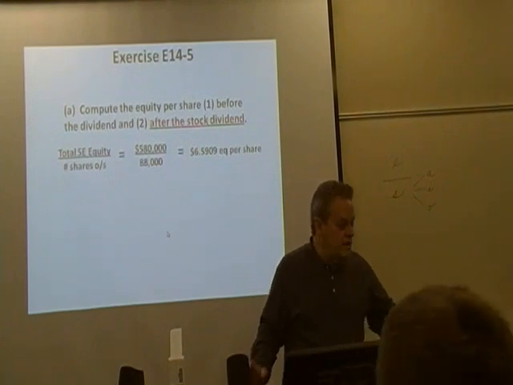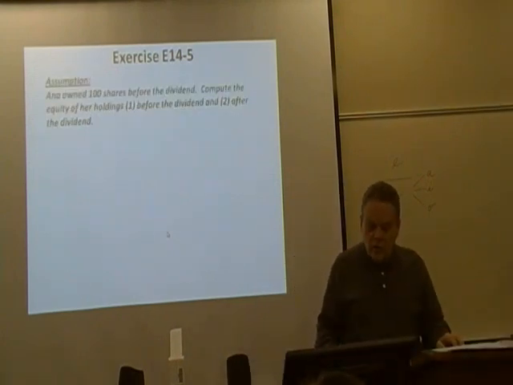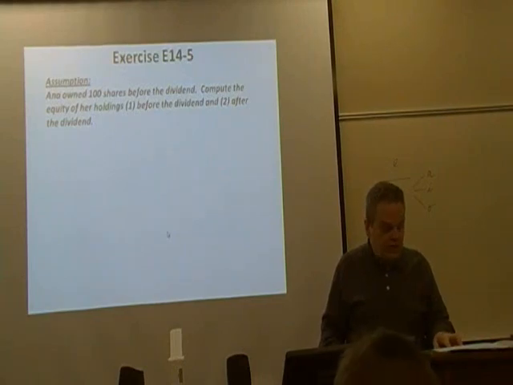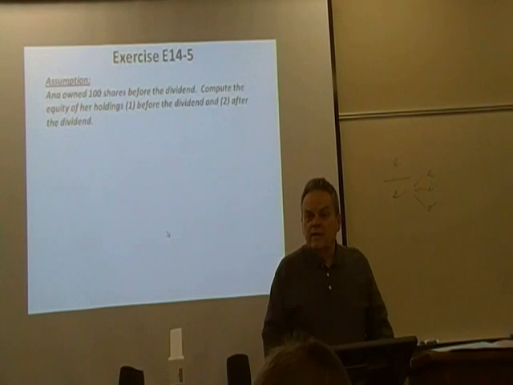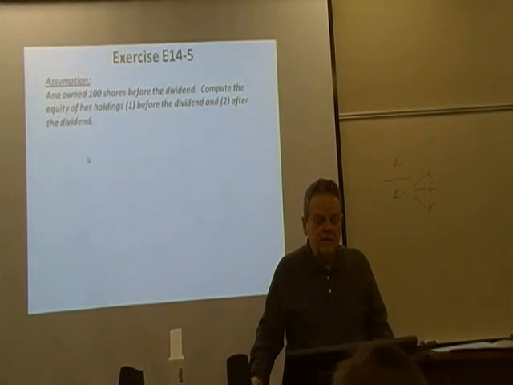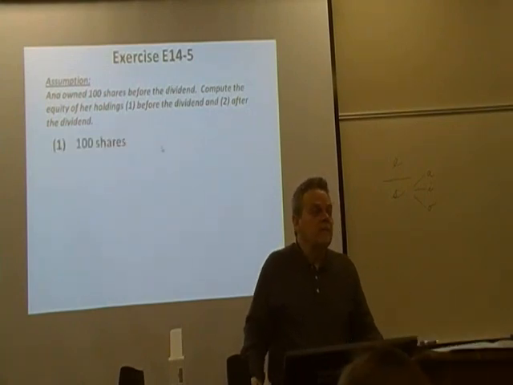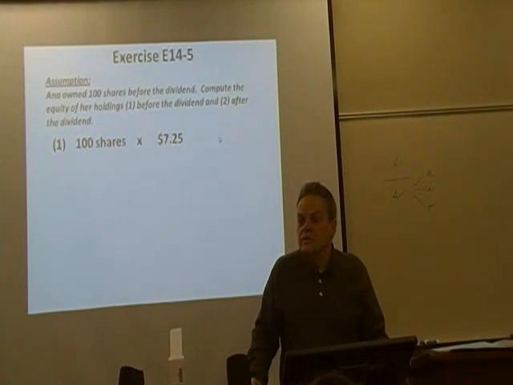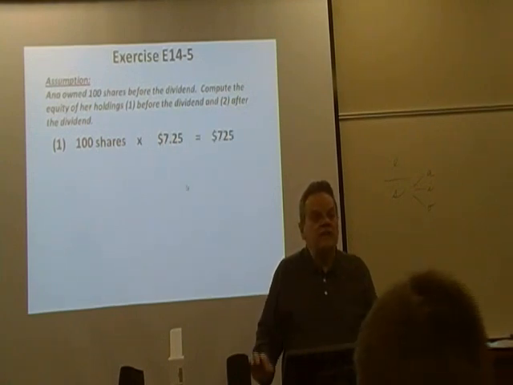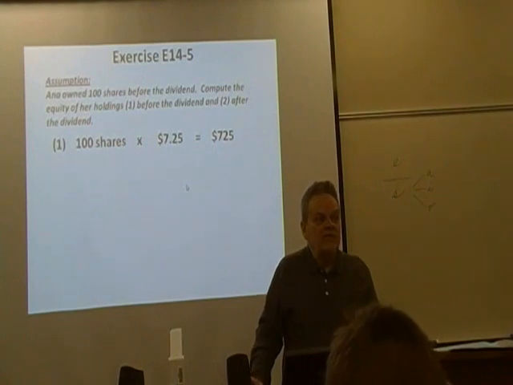And here's my favorite part. The problem says, assumption, down at the bottom, Anna owned 100 shares before the dividend. Compute the equity of her holdings before the dividend and after the dividend. This is pretty simple stuff, if you'll go with me. Equity per share of her holdings. How many shares does she have, say it? 100. Anna has 100 shares before the dividend. And equity per share was, you told me $7.25, and without a calculator, you can tell me that result. $725 is Anna's equity in the company. Her shares have that claim on assets. If you're with me right this minute, say yes. Yes.